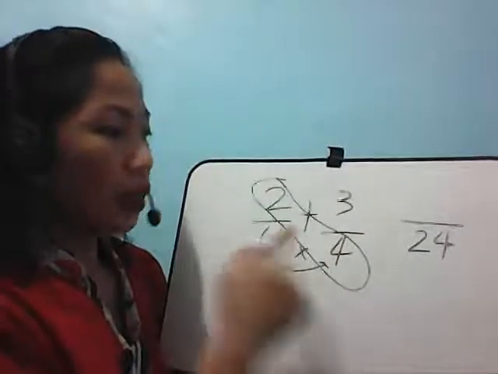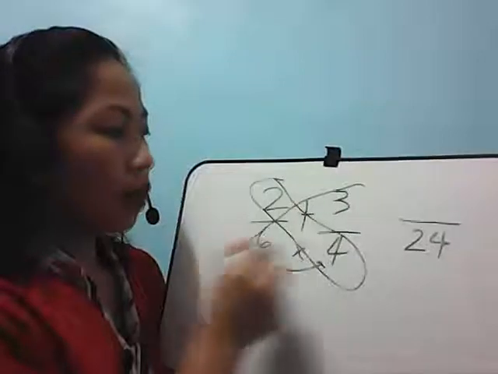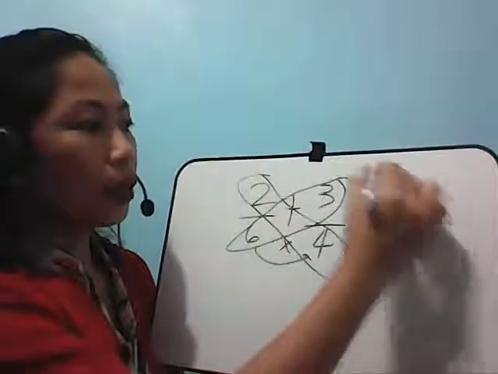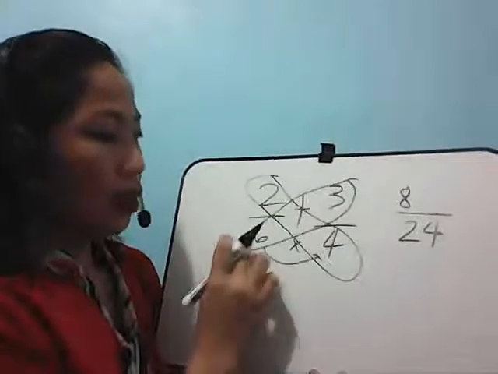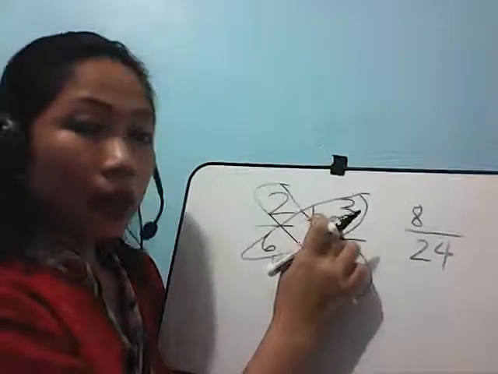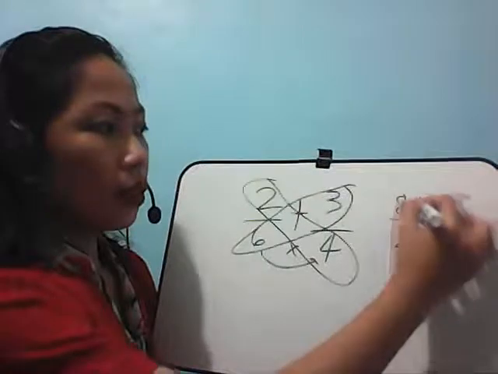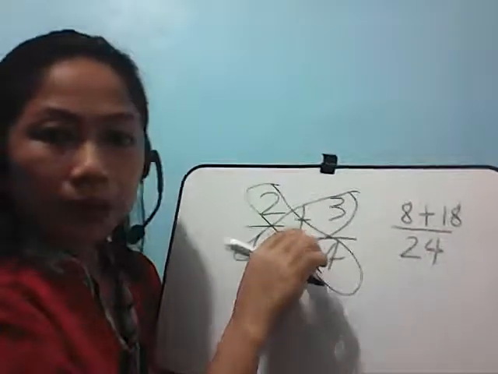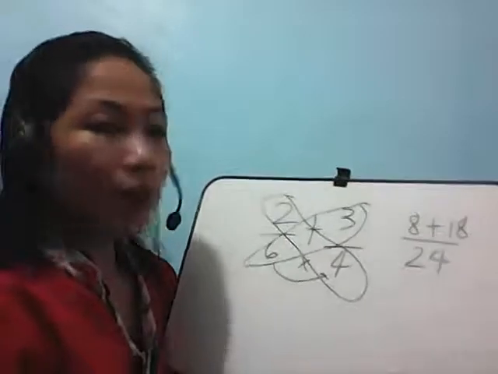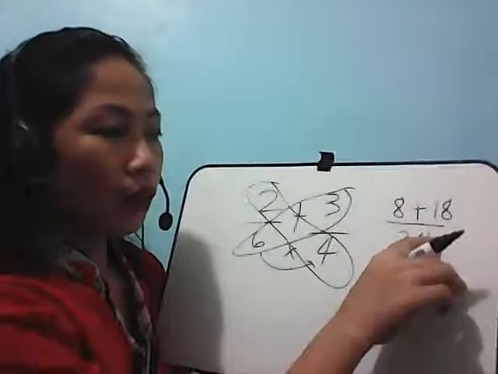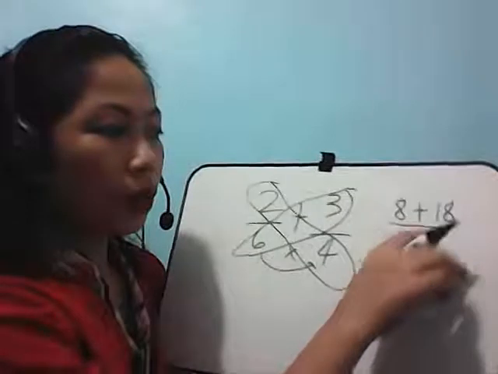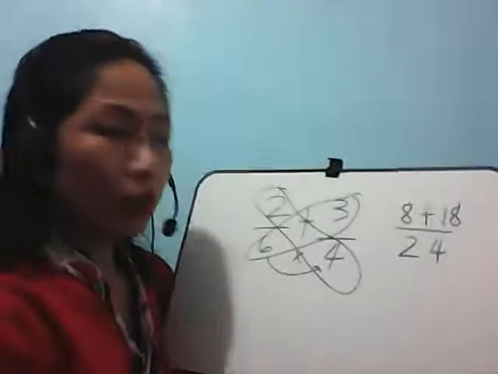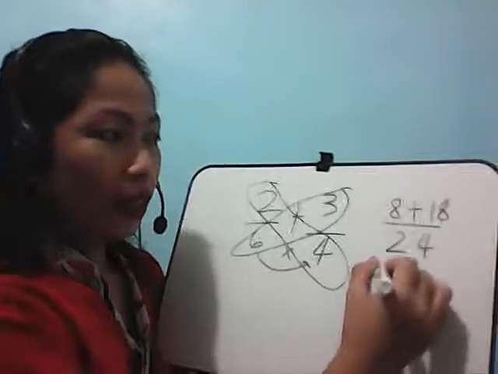So, let us go. 2 times 4 is equal to 8. Then 6 times 3 is equal to 18. Of course, we need to copy the sign here. Since we now have a common denominator, which is 24, we need to add. That is the third step.